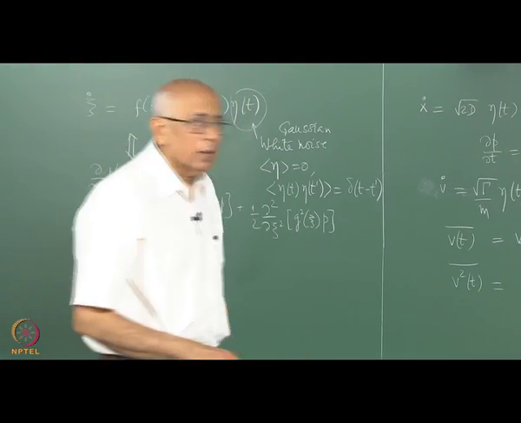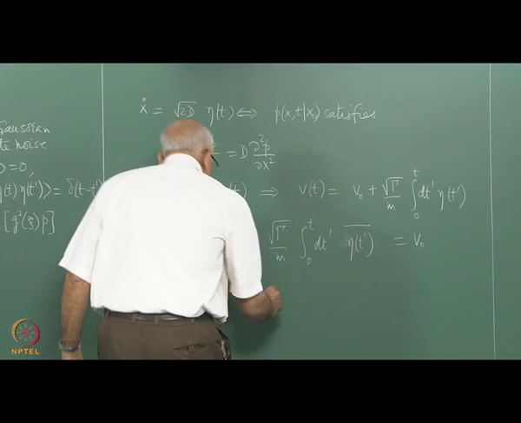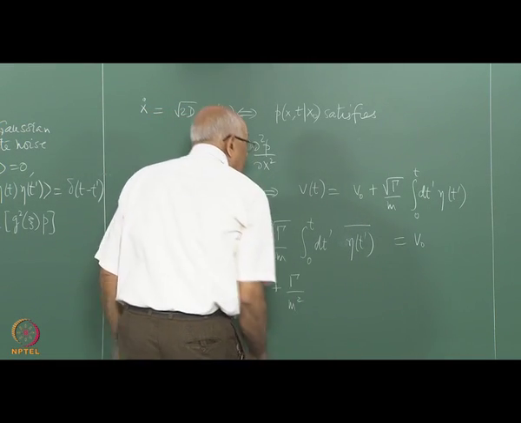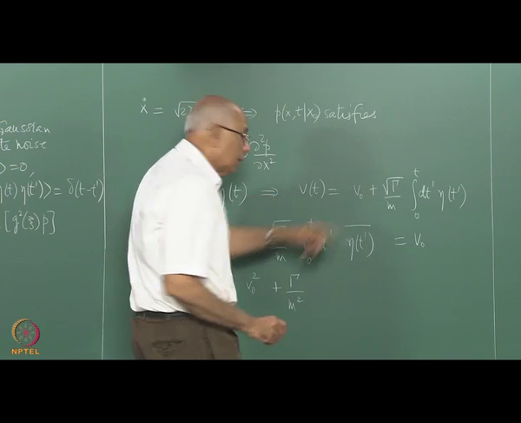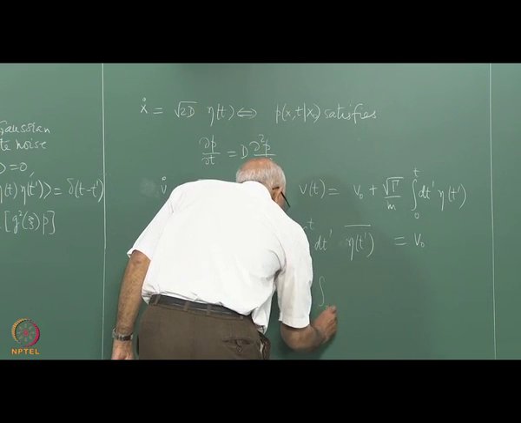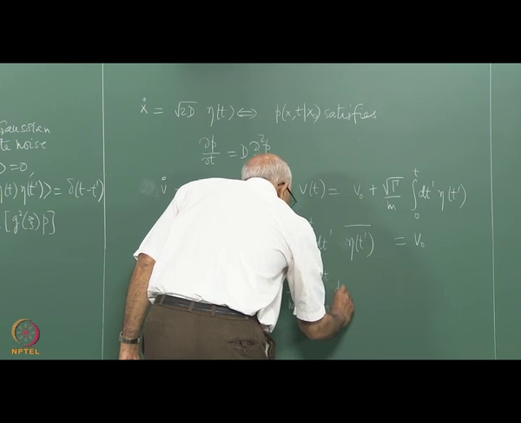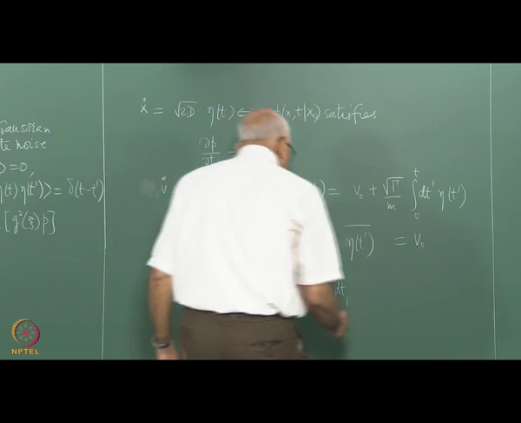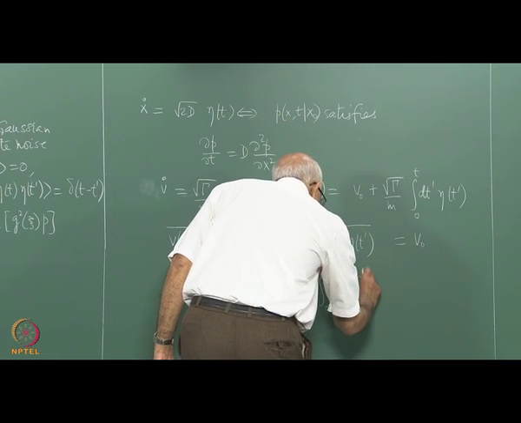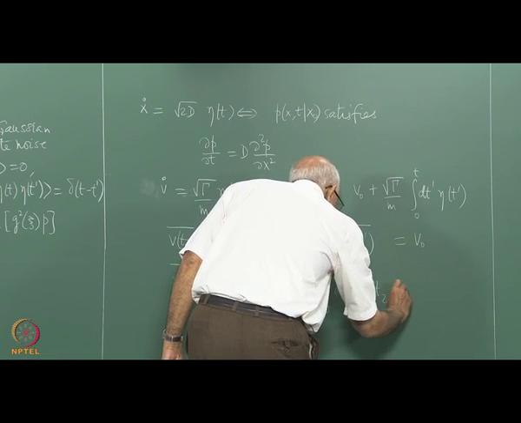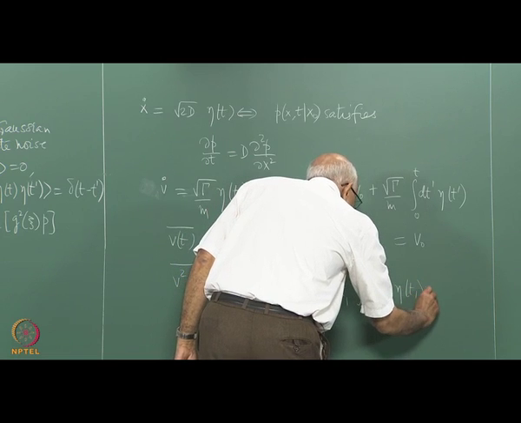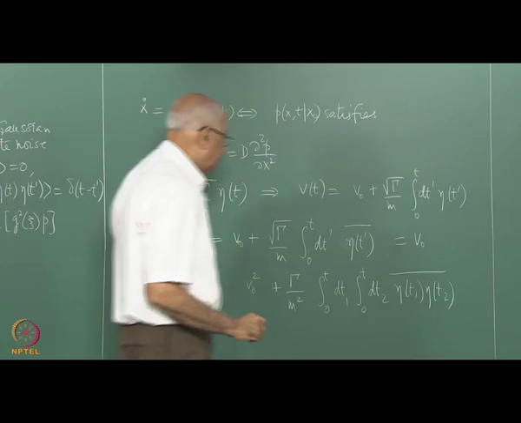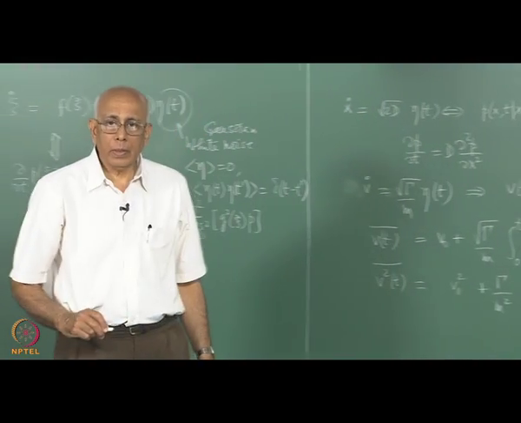So the cross term average again goes to 0, but then I have a term which is plus gamma over m squared when I square this term here, and then I have to take 0 to t dt1, let us call it dt1 so that I do not mess around with primes, and then again 0 to t dt2, eta of t1 eta of t2 with an average out there. Okay.